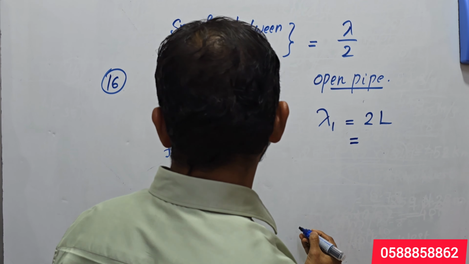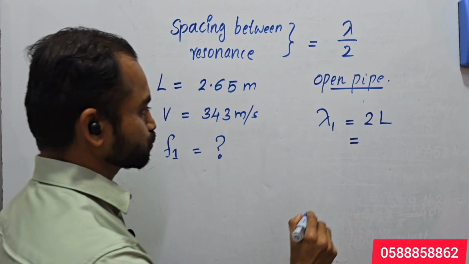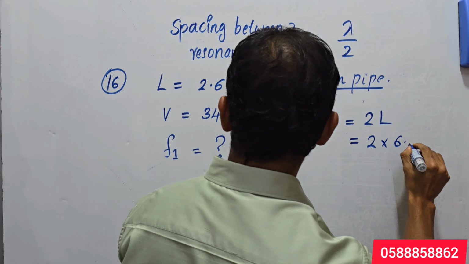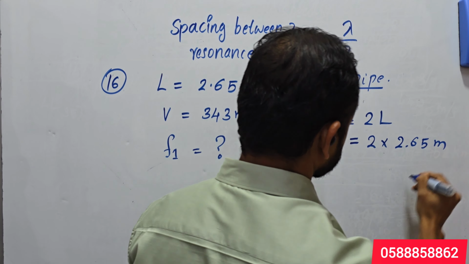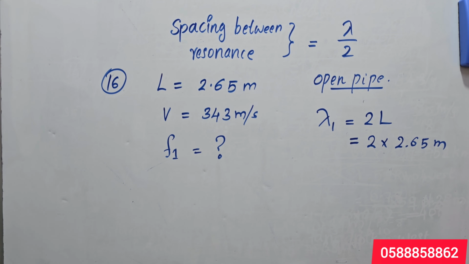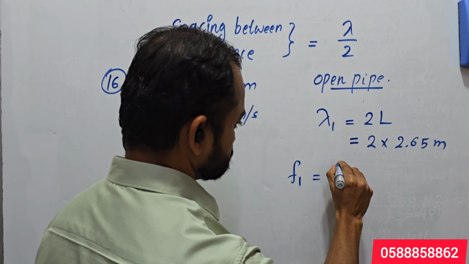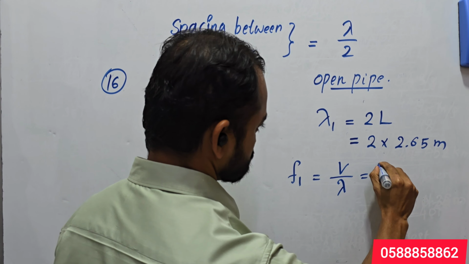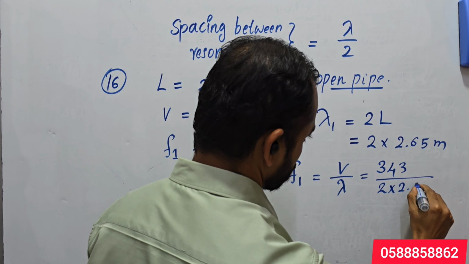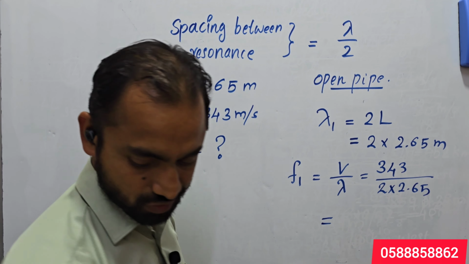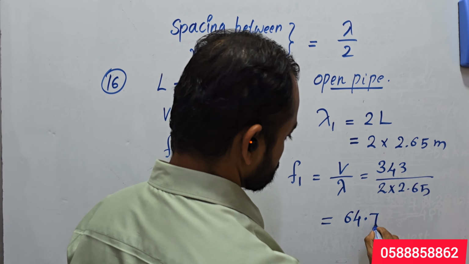So the wavelength of the first wave or first resonance is equal to 2 multiplied by 2.65 meters. So we got the wavelength, we need to calculate the frequency. Frequency is equal to speed over wavelength. Speed is 343 divided by wavelength, which is 2 times 2.65, and the answer is 64.7 hertz.